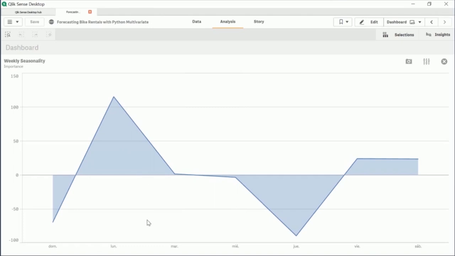We can see that on Mondays, I'm sorry, this is in Spanish, on Mondays we have an increased rental rate, and this might be because the people that are using the bicycles are using them for work or for school. And we also see that by the end of the week, the rentals are decreasing, and this could indicate that they do not use them on the weekends. This is what we can see from this graph.